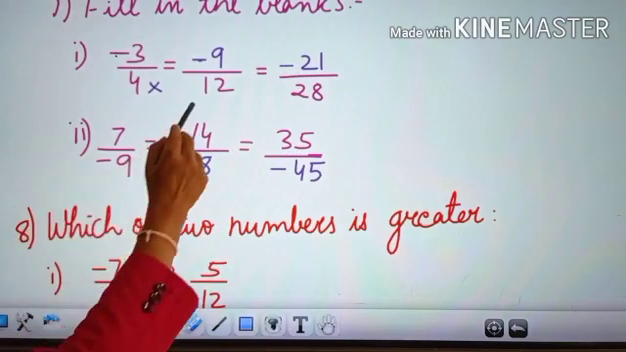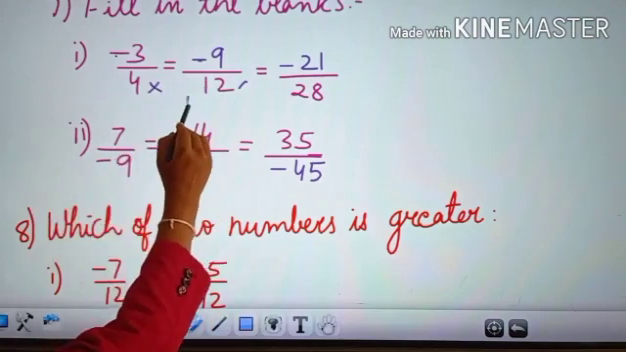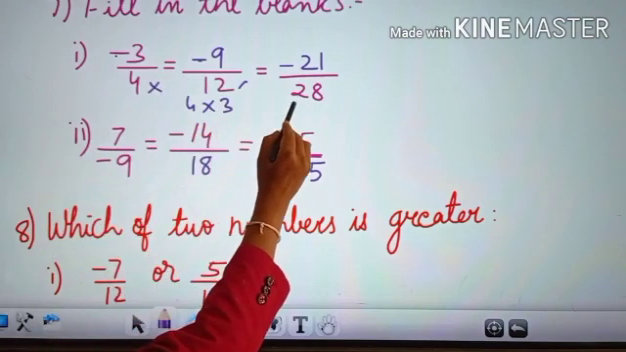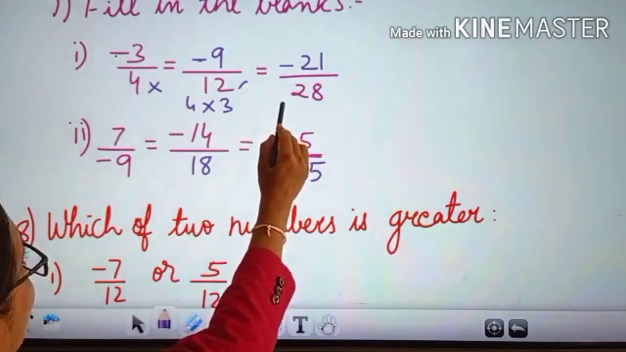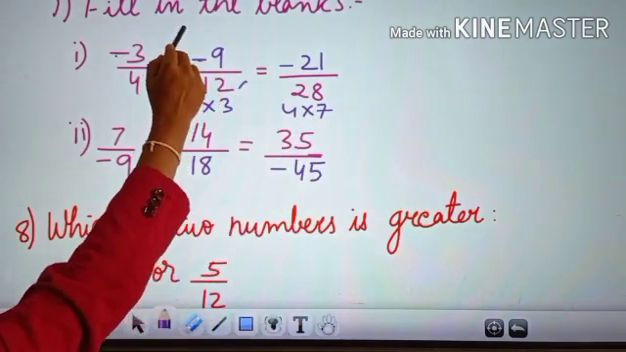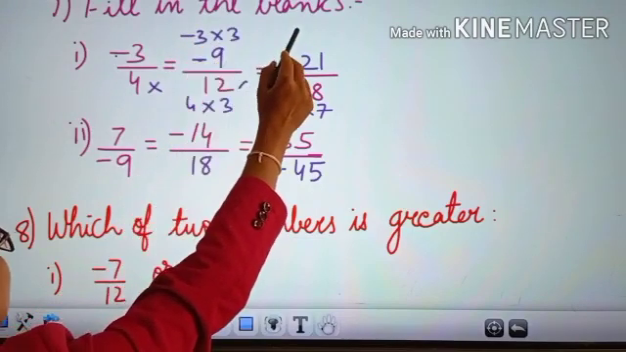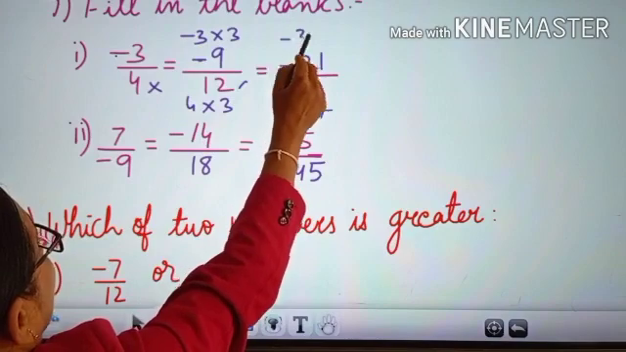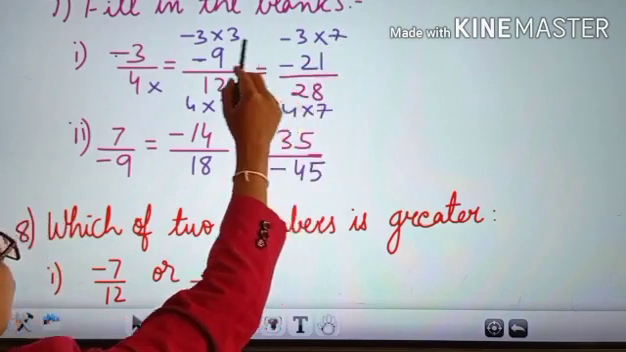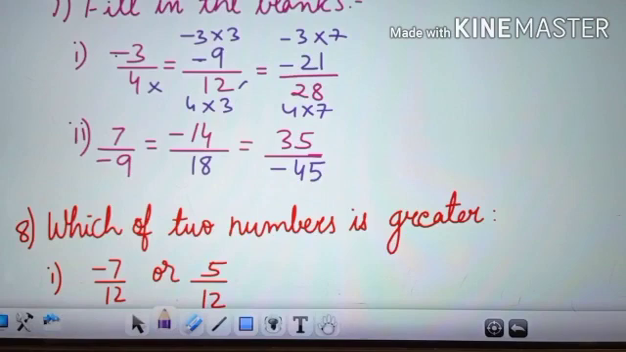Means you have to see this is going by 3, 4 3s are 12, and this is going by 7, 4 7s are 28. So the upper one also you have to do like that only. Minus 3 into 3, that is 3 3s are 9, and here minus 3 into 7, that is minus 21. So likewise you have to solve your fill in the blanks.